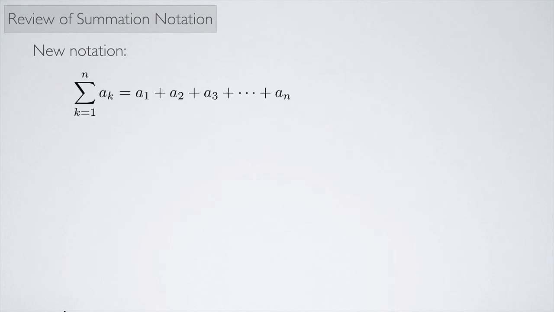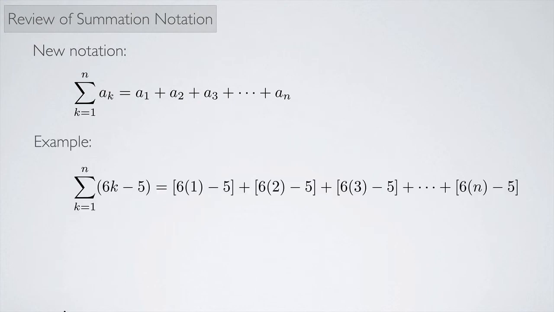Okay, so some new notation here. Suppose I have the sum from k equals 1 to n of a sub k, and that's going to be a sub 1 plus a sub 2 plus a sub 3 all the way up to a sub n. And these are just ways of labeling the terms. So, for example, suppose I have the sum from k equals 1 to n of 6k minus 5. Well, we have our general term, 6k minus 5, is a sub k. The 6 times 1 minus 5 would be a sub 1. The 6 times 2 minus 5 would be a sub 2. And then we have a sub 3 all the way up to a sub n.